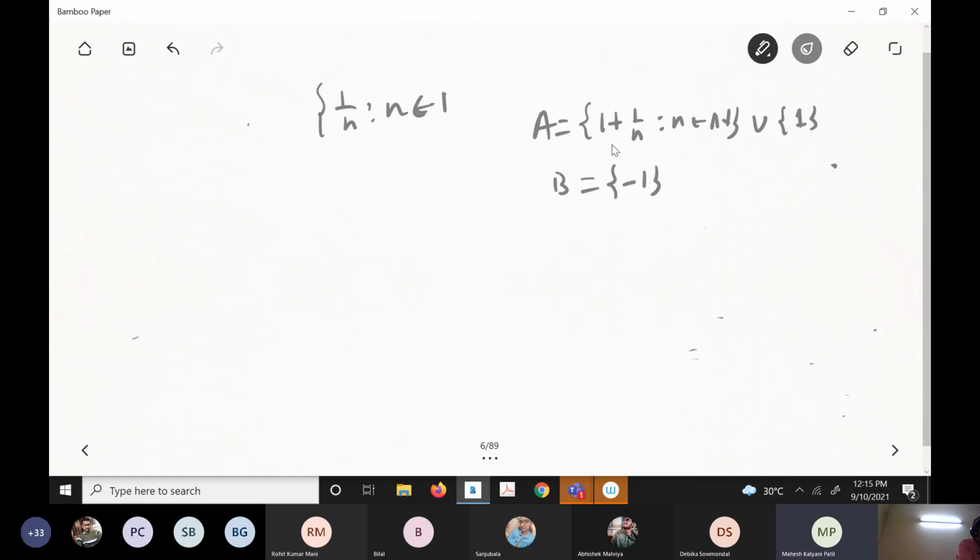A is closed. So A plus B, because B equal to 1 upon n, is going to 1. And what is A plus B? A plus B will be simply 1 by n. How can it be? Think of that. 0 will also come in the union. Check that. Something similar to another, you need union 0.